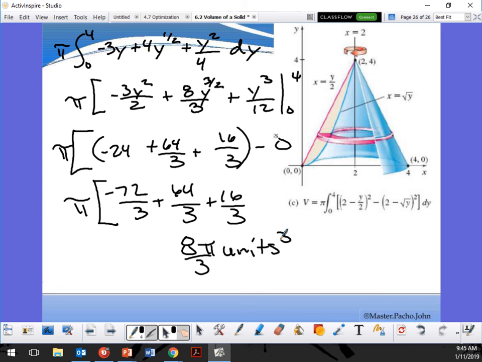That's the same we got when we did it just around the x-axis. Yep. Okay. All right.